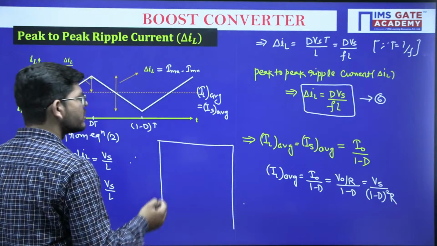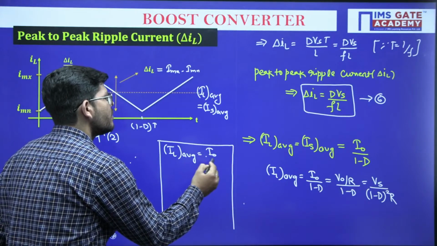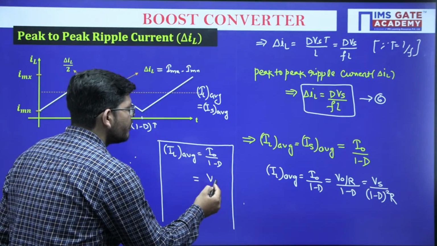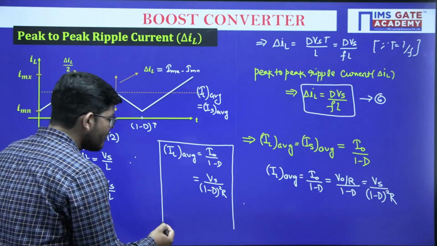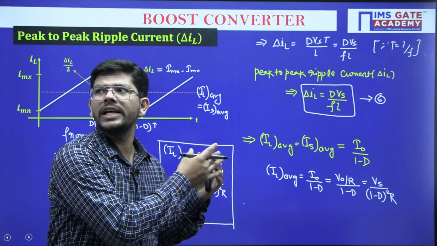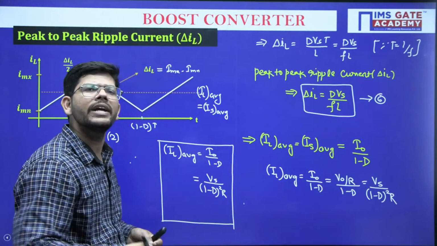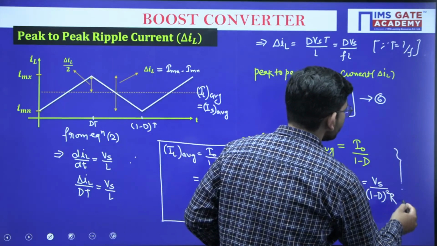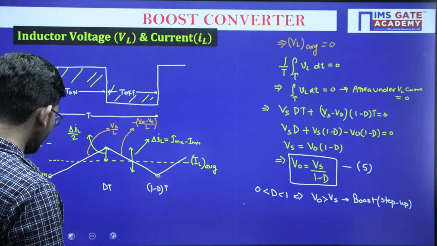Let me write them in the box. IL average is basically nothing but I naught upon 1 minus d. We will be requiring this value, and I can also write IL average to be Vs over 1 minus d square into R. So these are the very important relations that we have obtained, isn't it? You just keep on analyzing the circuit, you will keep on getting a number of expressions. Don't waste your time in memorizing them, because we can analyze and have whatever is required. Let me call these equation number 7.